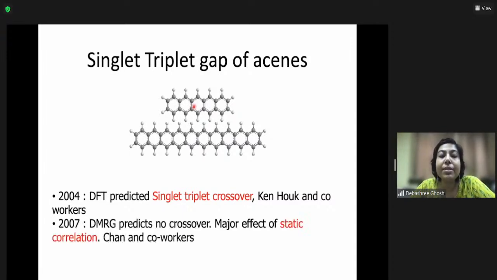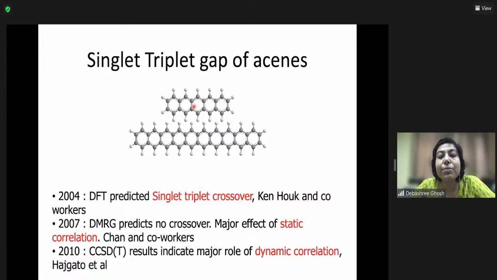However, in 2007, when all possible configurations were included, the multi-reference thing that I was talking about in the last slide, and in doing so, a method called DMRG was used. I'm going to explain the method in a little while. It was shown that the major effect of this was static correlation, and then there was no singlet triplet crossover due to presence of static correlation. In 2010, it was shown that using CCSD(T) calculations, dynamic correlation is actually a big player, and still there is no crossover, but it is due to dynamic correlation.